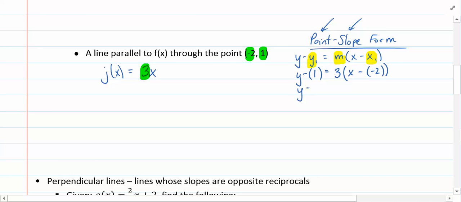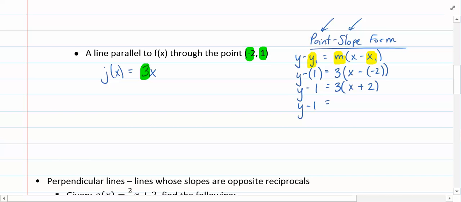Now, what I like to do is just simplify the left-hand side of the equation. If there was a negative sign in here, I would change this to y plus 1, but it's not a negative, it's just y minus 1. No changes there except for the loss of the parentheses. Then I'm going to simplify the inside of this set of parentheses. x minus -2 is the same as x plus 2.